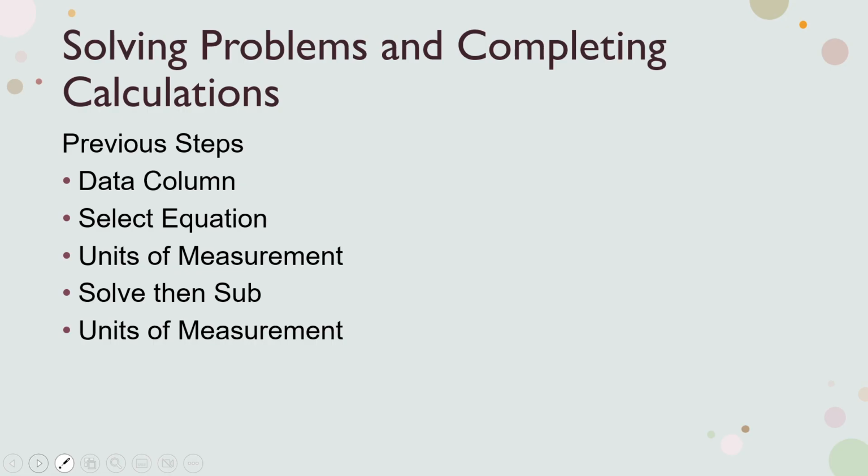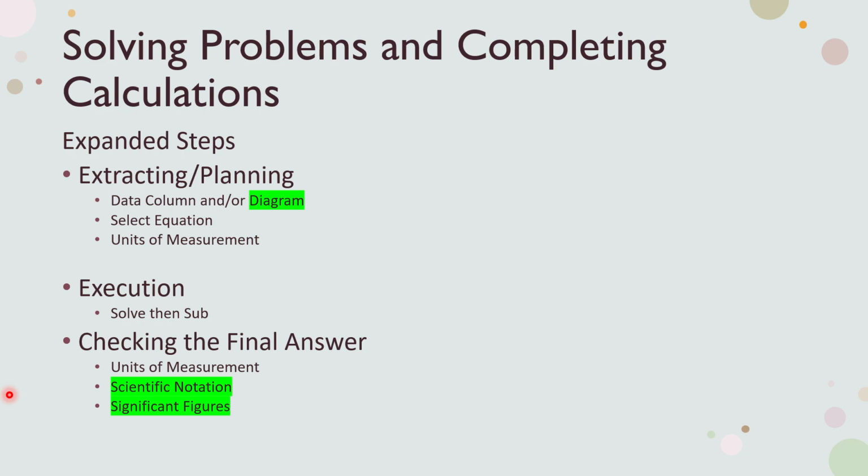So far we've been looking at some key steps and things to do when solving problems and completing calculations in physics. So some steps that we've already looked at and have begun to practice in class is putting up a data column to extract all the information from the question, selecting an equation based on what data we have, making sure that our units of measurement line up all nice, solving our equation, then substituting our values in, calculating a correct answer, and then making sure that our units of measurement are correct again for our final answer.